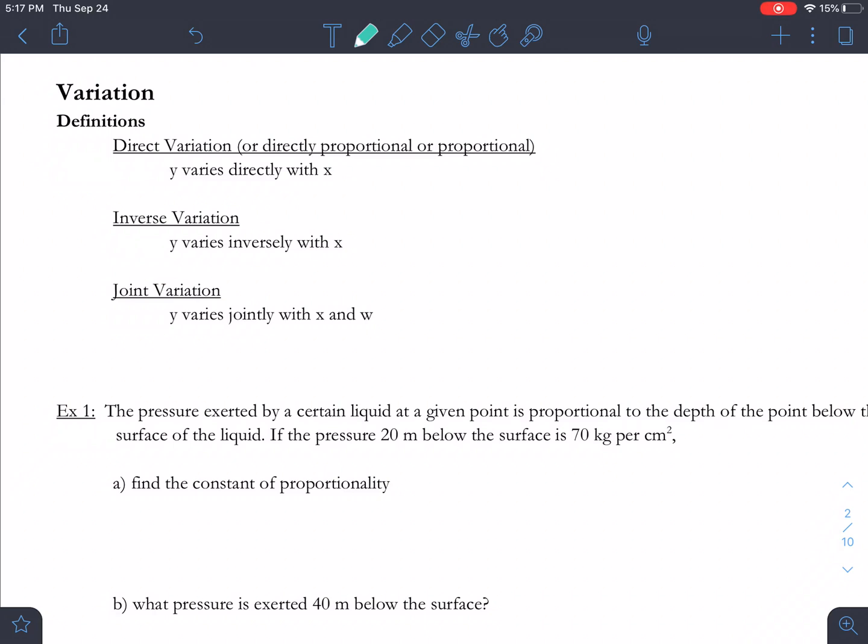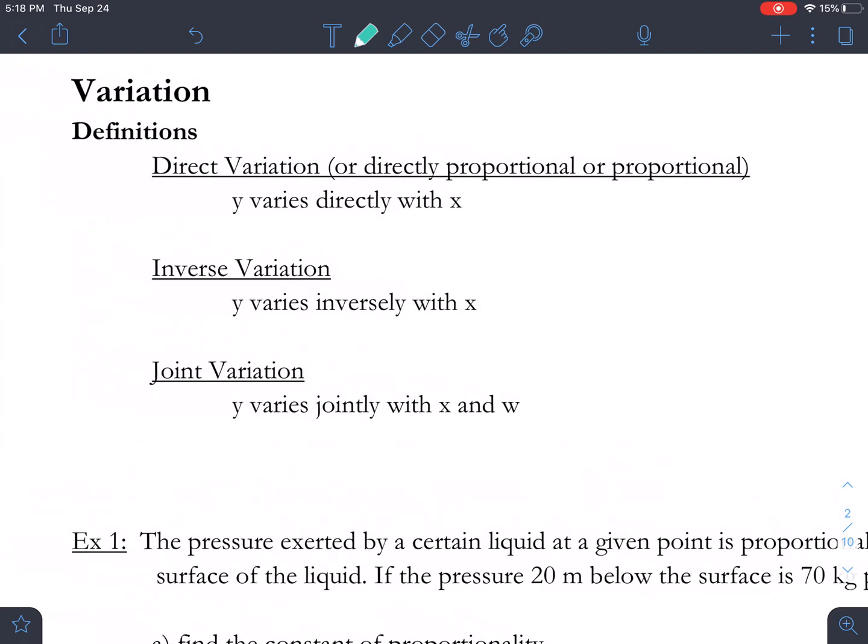Hey everyone, so today we're going to work on some variation word problems. These are a specific type of word problem, and another way you could talk about them is just calling them proportional word problems. So you're going to see this phrasing a lot: Y varies directly with X, Y varies inversely with X, or jointly. So you're going to see a couple things here.